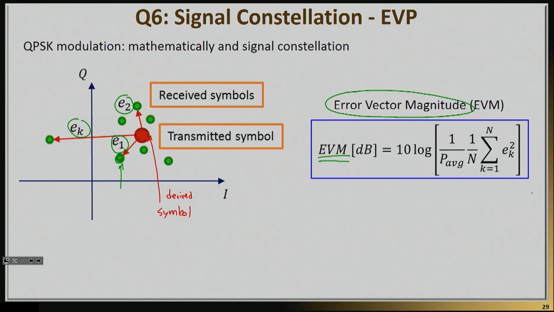So I can do a bunch of these transmissions, and then I can basically sum up all of these distances. Of course, the smaller the sum is, the better. I can divide this by how much power I'm transmitting, which is related to this main distance from the center. And then I can compute my error vector magnitude. Obviously, the smaller this number is, the better I'm doing. And so this is one quantitative measure that will allow you to compare two systems or two modulation schemes.